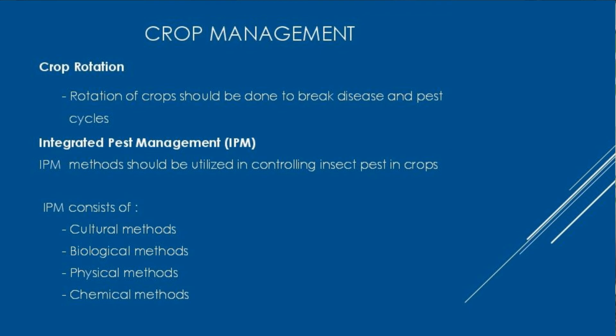IPM, or integrated pest management, is one of the good agricultural practices that should be utilized on a farm in controlling pests and disease. It consists of cultural methods, what you do; biological methods, using natural predators; physical methods, actually removing, as I said, crop residue from the field; and chemical methods. Now, I will discuss IPM in more detail later on in the presentation.